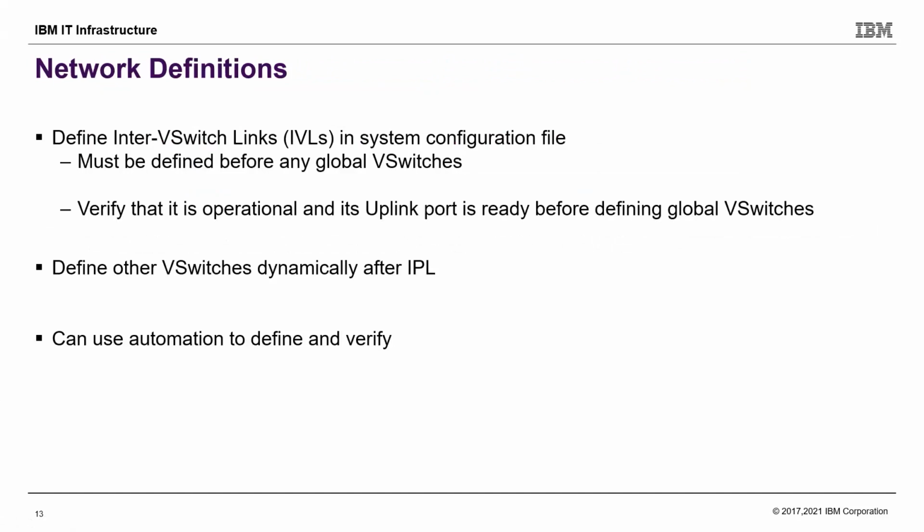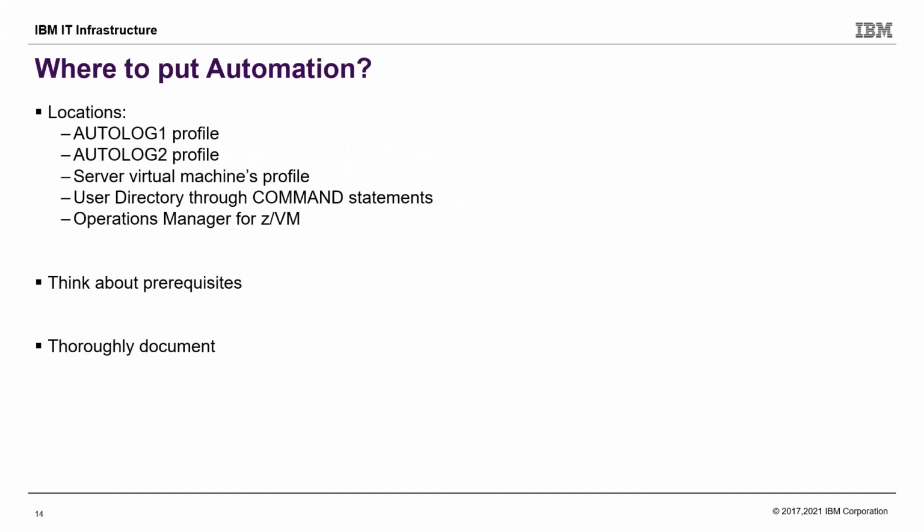This is a case where automation is almost mandatory. I mean, you can do it manually, but it would be a tedious process to do every time you IPL. Make sure that your IVLs are operational and their uplink ports are ready before you define any of your global switches. So in this case, you would define the IVLs in a config file, then define the other vSwitches dynamically after your system is IPL'd. And then, of course, you need to have those networking definitions set up before you bring on the guests that are going to be connecting to those networks. I'm advocating for automation a lot during this presentation.